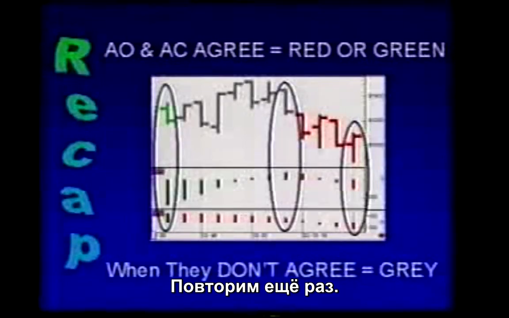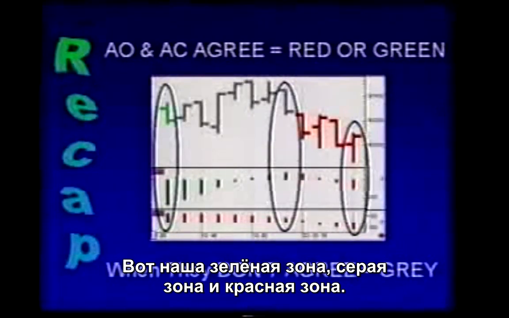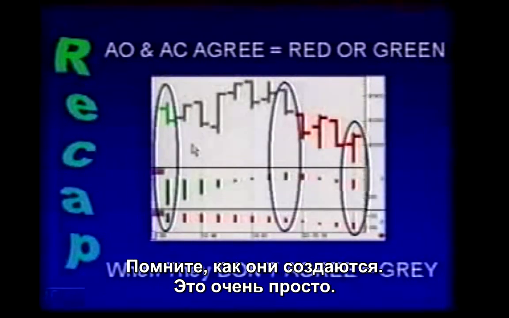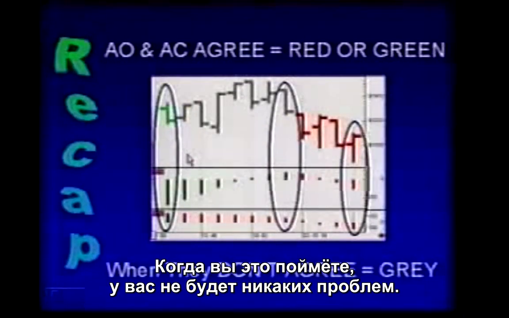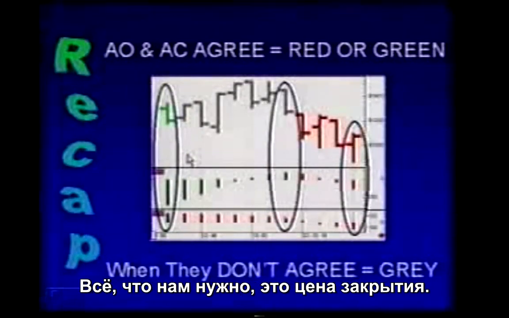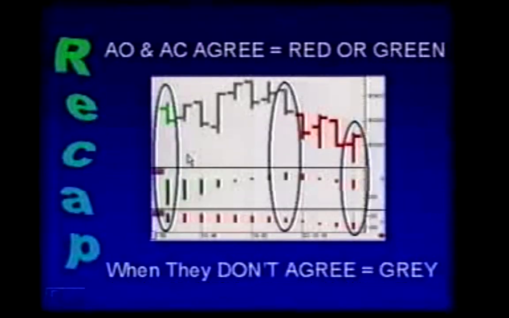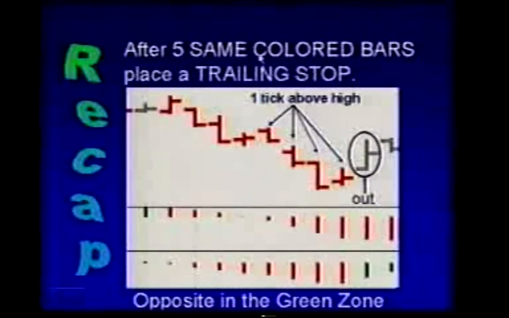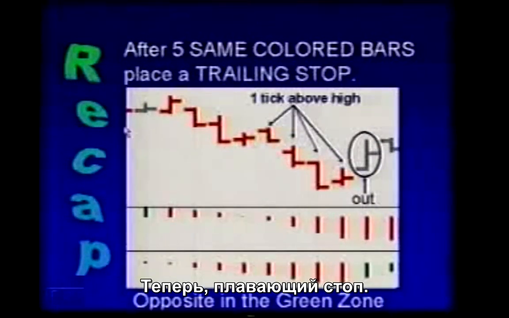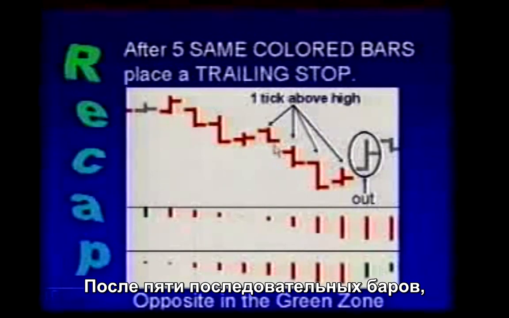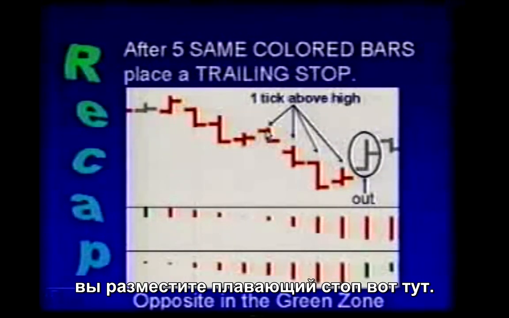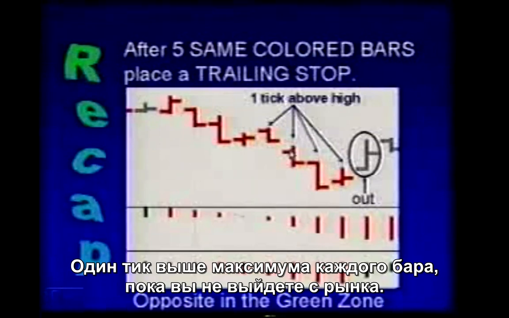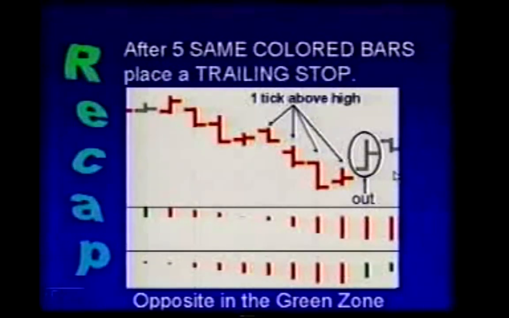Now to recap again, here's your green zone, your gray zone, and your red zone. Remember how these are created. It's very simple. Once you've got it, it should be no problem. All we're looking at are closing prices. And your trailing stop, that's your other thing. Once you've had your 5 consecutive bars at this point, we'll then place a trailing stop, 1 tick above the high of each bar until the market takes us out.